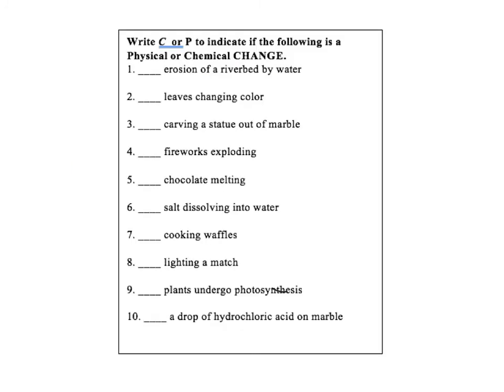Now we have to write a C or P to figure out whether it's a physical or chemical change. First is erosion of a riverbed by water. That's a physical thing. We still just have dirt and river water where they've just changed the appearance. Now leaves changing color. Think about in the fall, that's actually when the leaves are dying, right? So that's actually a chemical thing that's happening. Carving a statue is physical. We just have smaller pieces of marble or whatever you're carving, wood. Fireworks exploding, we're igniting, we're burning something, so that's chemical.